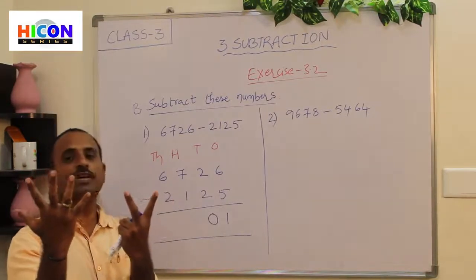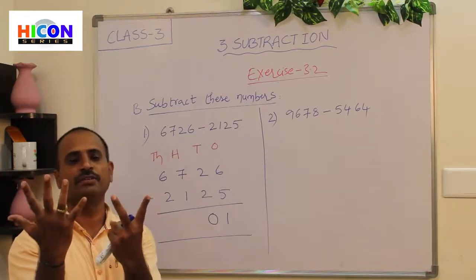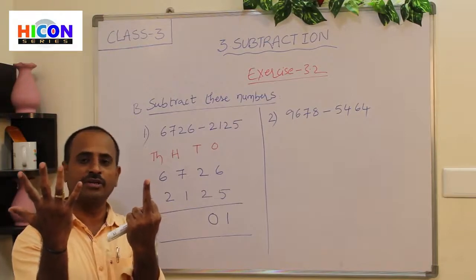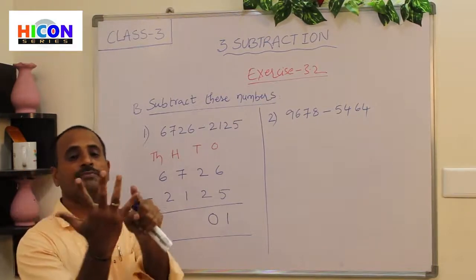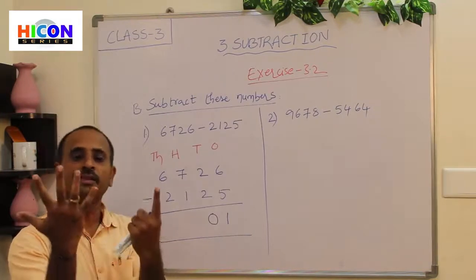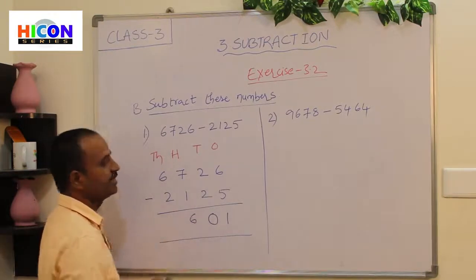What is the second number? 1. So close one finger among these 7 fingers. Children, how many fingers are remaining there? Let's count: 1, 2, 3, 4, 5, 6. There are 6 fingers remaining. So write 6 under hundreds place.